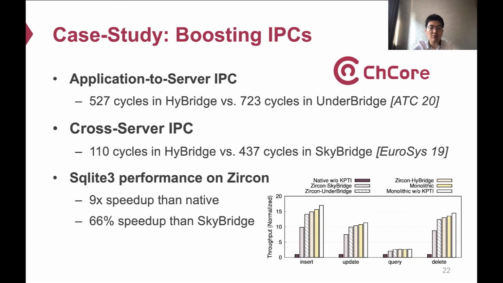On our research microkernel Zhicao, hybrid shows better performance than the two recent IPC designs, On-the-Bridge and Skybridge, which use MPK and VMFUNC to accelerate IPCs respectively. In the case of running SQLite on Zircon, which is a microkernel from Google, hybrid can outperform the native performance by up to 9 times and outperform Skybridge by about 66%.